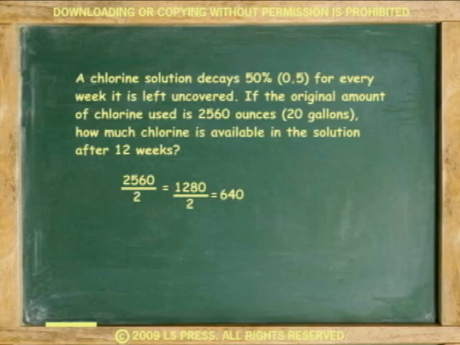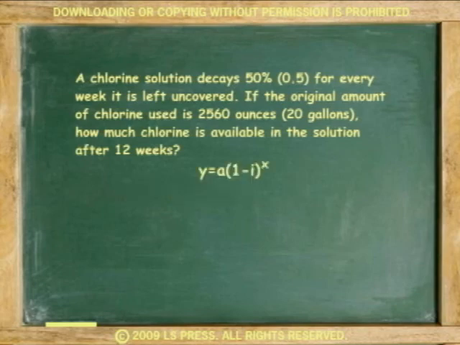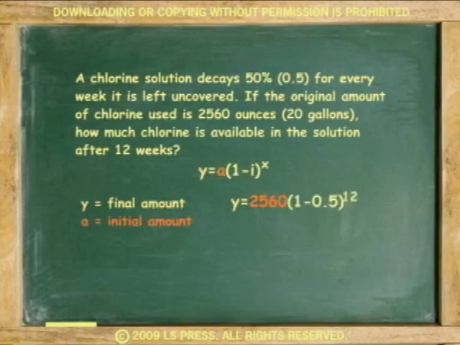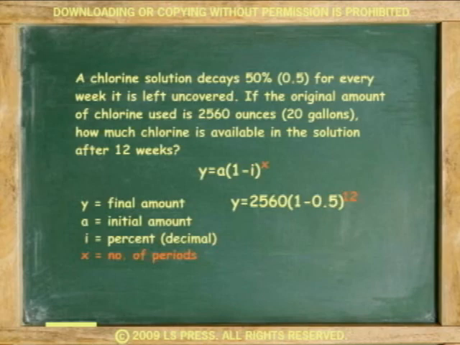The exponential equation would be y equals a times 1 minus I to the x, where y is the final amount, a is the initial amount, I is the rate or percent of decrease per period in decimal form, and x is the number of periods, this time in weeks. Solving for y equals 2,560 times 1 minus 0.5 to the 12.